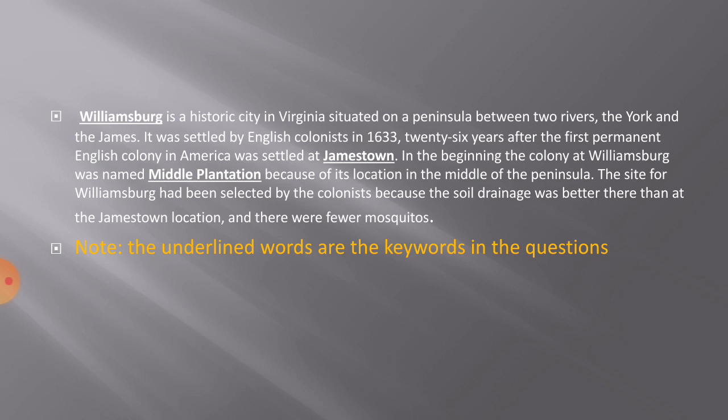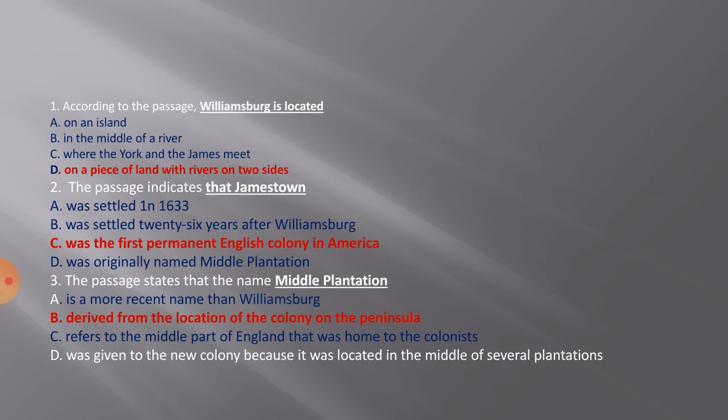Look at this example. Williamsburg is a historic city in Virginia situated on a peninsula between 2 rivers. English colony in America was settled at Jamestown. In the beginning, the colony at Williamsburg was named Middle Plantation. Note that underlined words are the keywords in the question. Here you have 3 questions. The first one, according to the passage, Williamsburg is located. The keyword here is Williamsburg, and the answer is D.